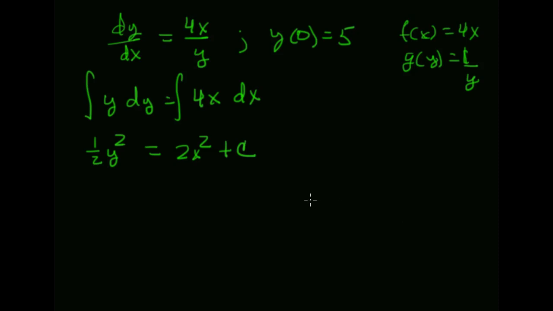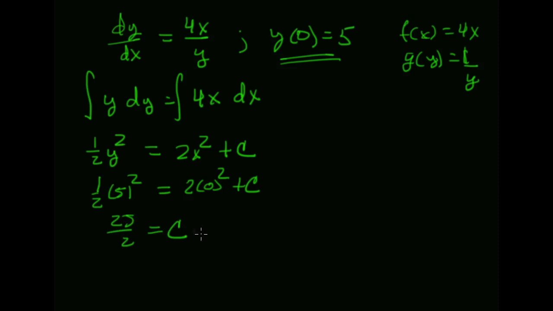Now note, not every solution to an ordinary differential equation is going to be a function, and this in and of itself cannot be written as a function. But we can find the value of c given the initial data. When x is equal to 0, y is equal to 5, right? So this equation should reduce to 25 over 2 is equal to c.